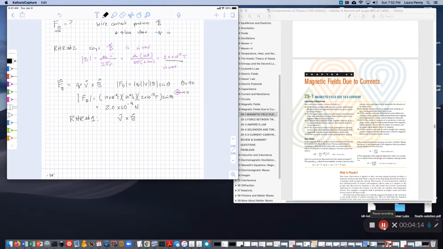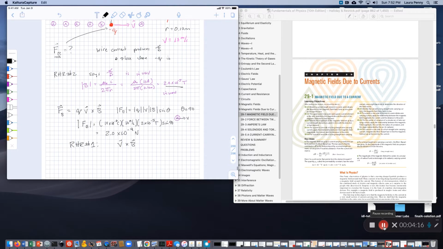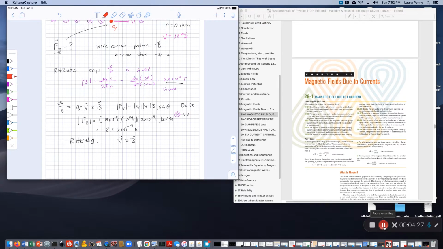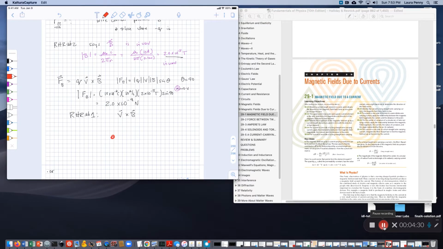The direction of this force will come from right-hand rule number 1, where I'm going to say v cross B to get my direction. So I put my fingers in the direction of the v. I cross my fingers in the direction of the B. My thumb is pointing up, right? So let's redraw this down here. Here's my charge, q. Here's my v. And then my magnetic field is going in. So v cross B, my thumb is pointing up, but this is a negative charge. And so the direction of the magnetic force is down.